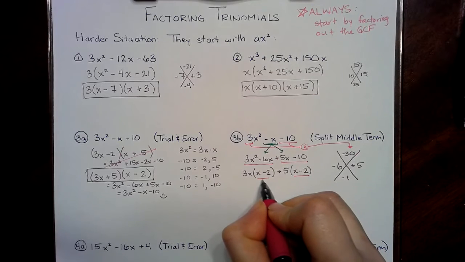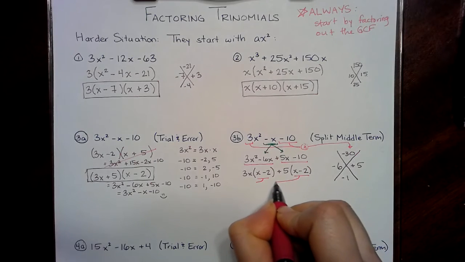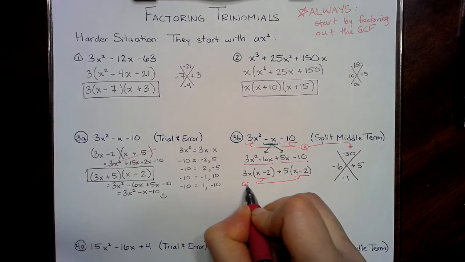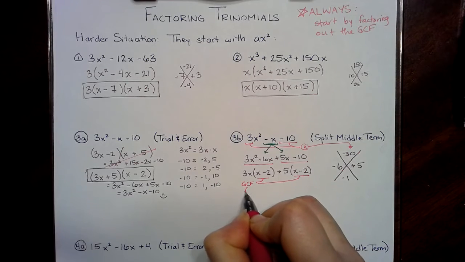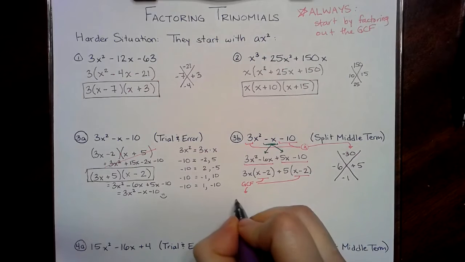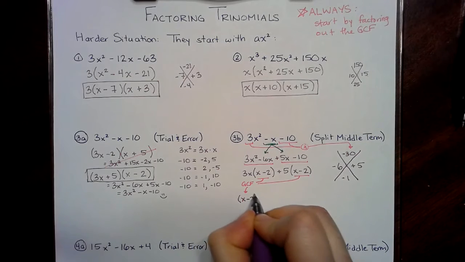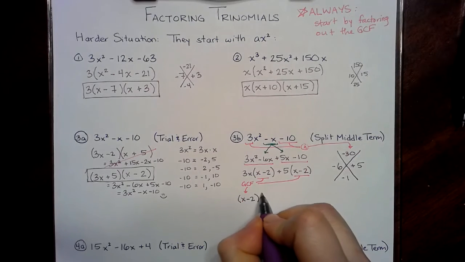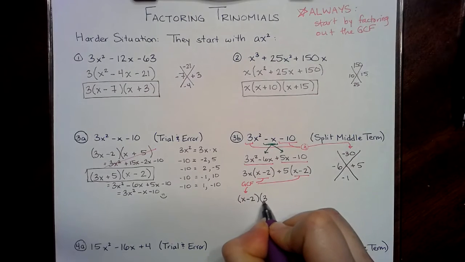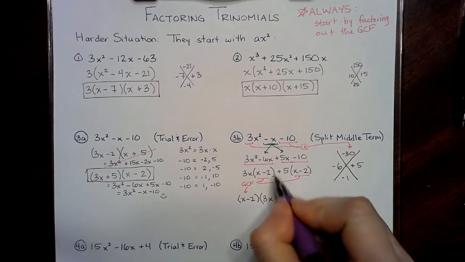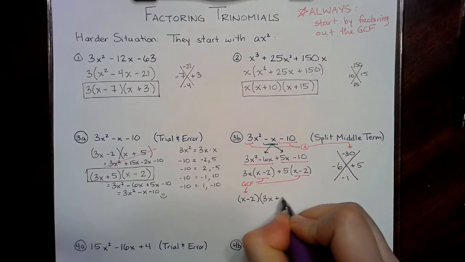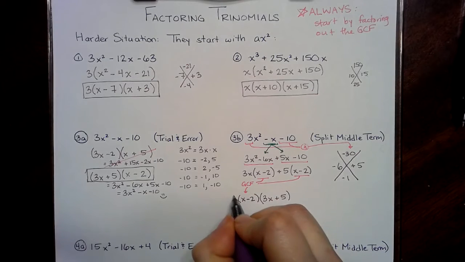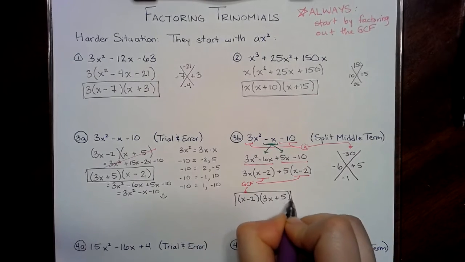So now, x minus 2 is the greatest common factor. And if I take x minus 2 out of the first term, I'll get 3x. If I take x minus 2 out of the second term, I'll get 5. So this is now my final answer.